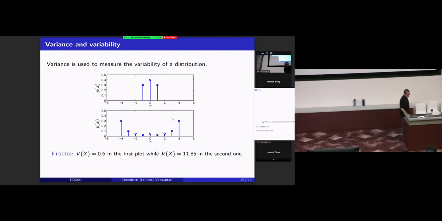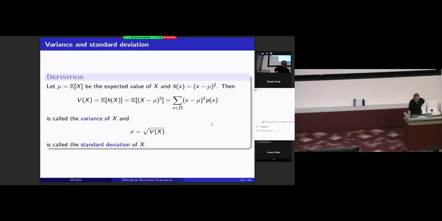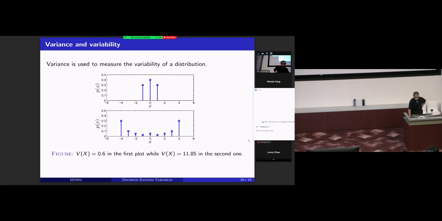And as a result, with a bigger probability, the second random variable may take a value that is far from the center. And according to the definition of the variance, the second distribution should also have a bigger variance, right? So this is why we need this variance, because we wish to use that to measure the variability of the random variable. The bigger the variance is, the more variable the random variable would be.